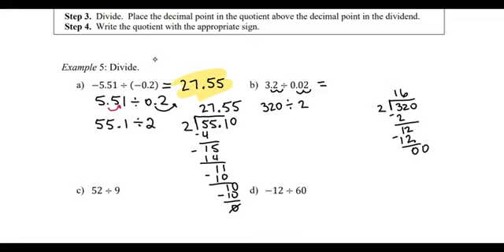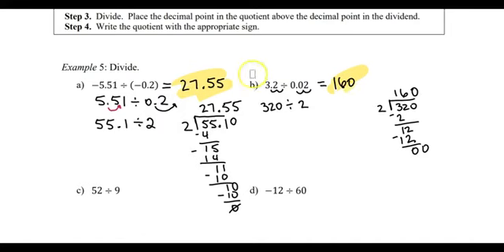And then bring the 0 down, and 2 goes into 0 0 times. So the answer is 160. Do not forget your last 0. You can just automatically place it in the answer, or you can actually bring the 0 down and say, okay, 2 goes into 0 0 times. You have 160. Okay. So that's your answer for this one.